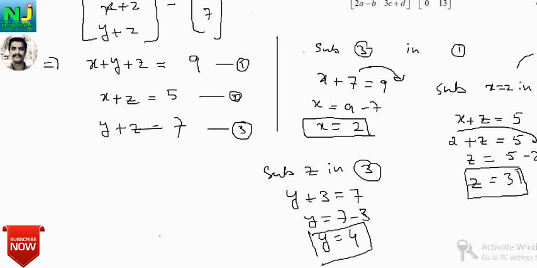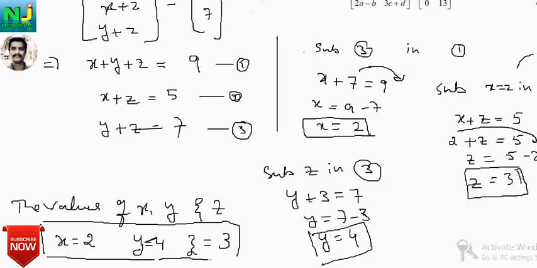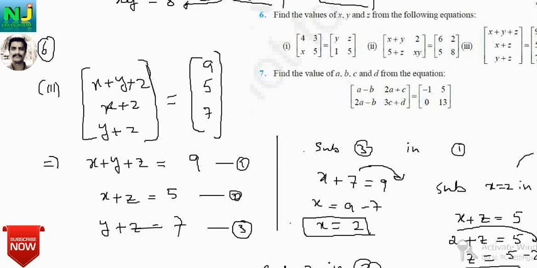So finally, the values of x, y and z are: x is equal to 2, y is equal to 4 and z is equal to 3. So this is the way, by using the equality of matrices, we can find the unknown values of the elements by equating the corresponding elements.